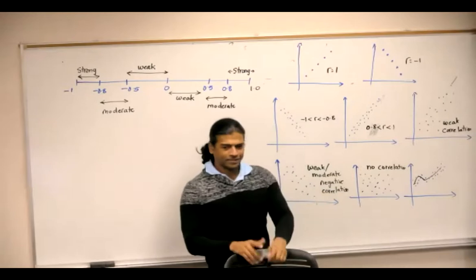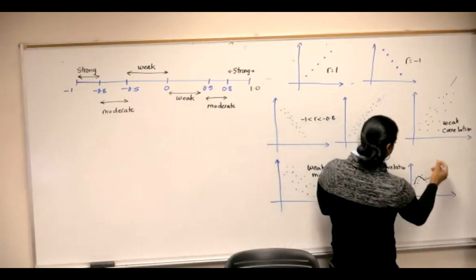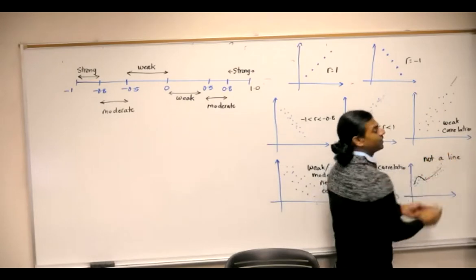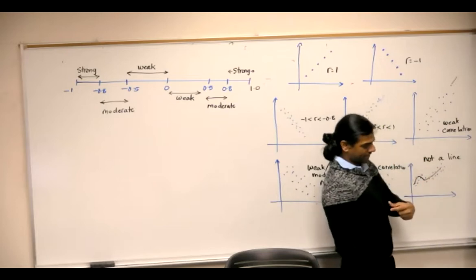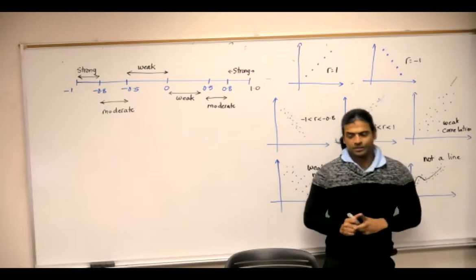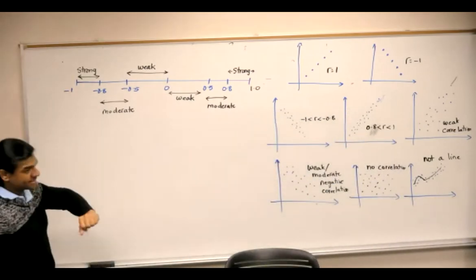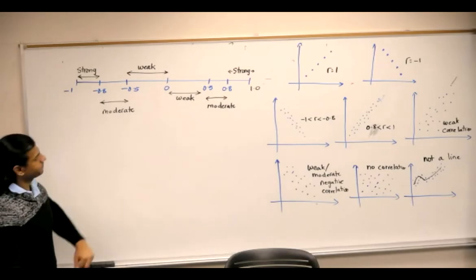It's not a line. What's your name? Grace. Grace. She was being very gracious. So not a line, so you cannot use the value of R to interpret this case. But if someone asked you, is there a connection between X and Y? Absolutely, there is a relationship between X and Y. Does that make sense?